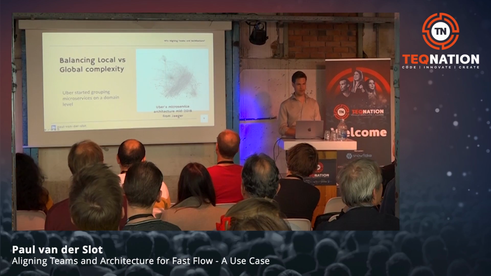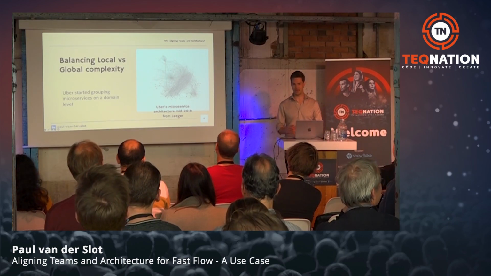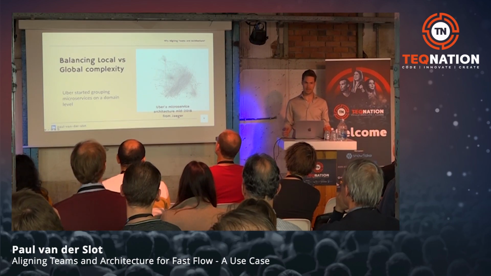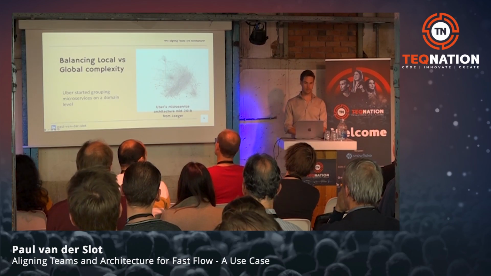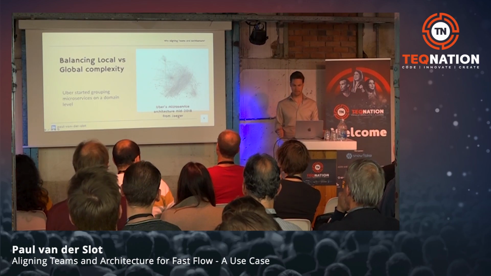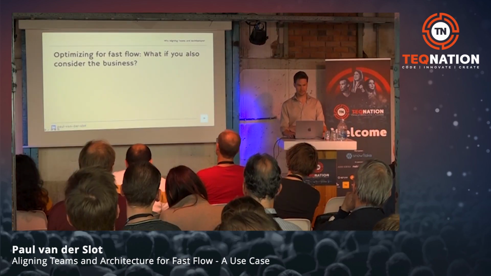This is a picture of their microservices architecture, with the microservices and the lines of communication around there. And they also decided, yeah, this is not where we want to be. We should group things again. And they used the domain, in this case, to group things and make the global complexity more manageable. So far on the architecture side of things.